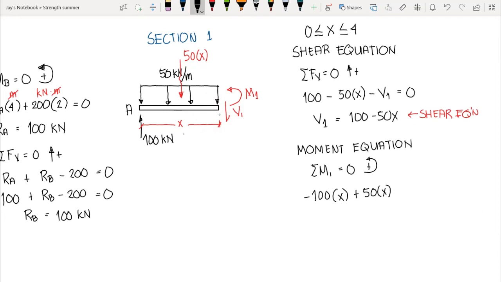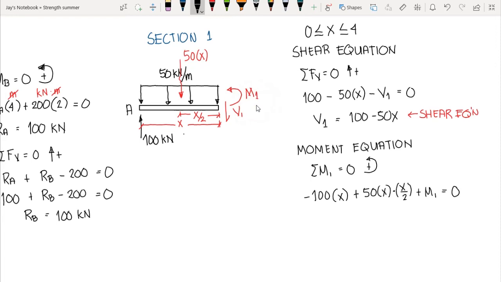But the moment arm of the resultant is located at mid-span of its length of action, so therefore we have x over 2 distance from section 1. So we have times x over 2. Then we have the moment at section 1, that is counterclockwise, so therefore that is plus M1 is equal to 0.